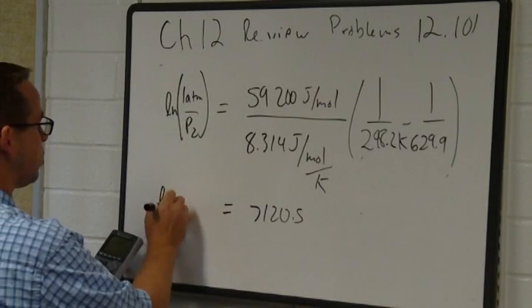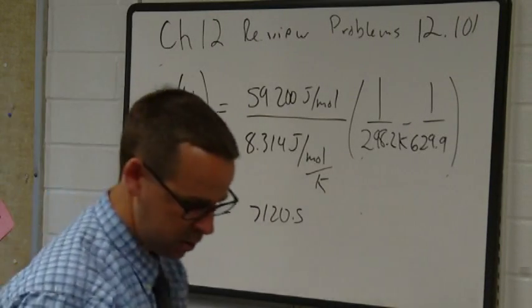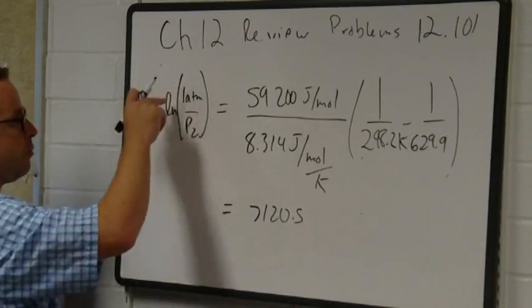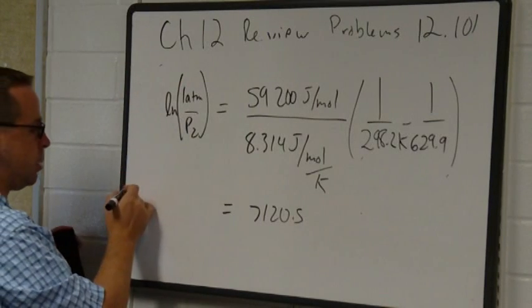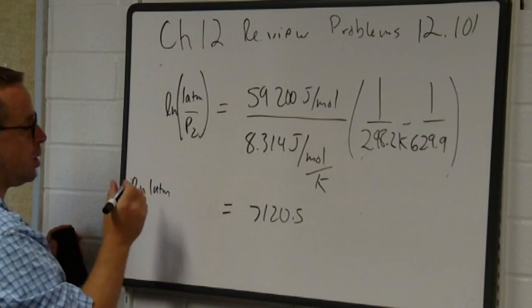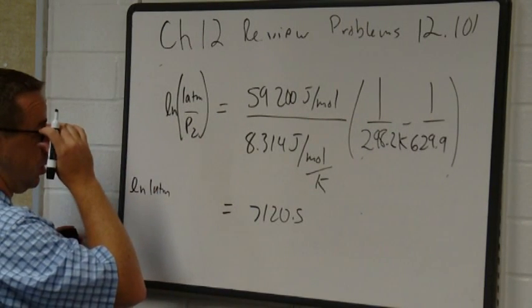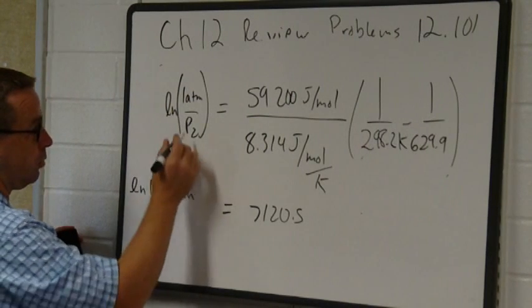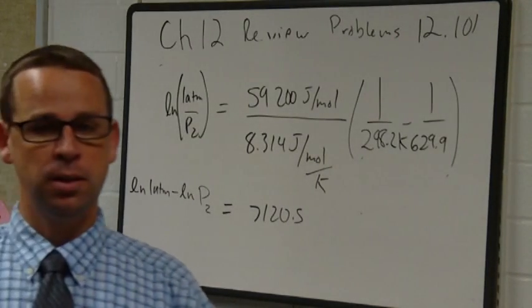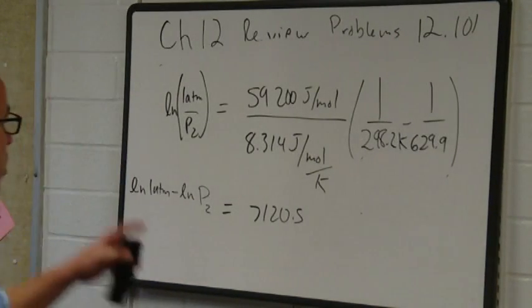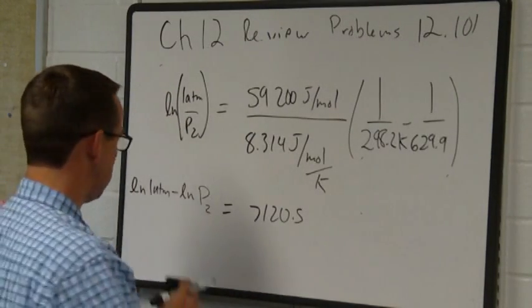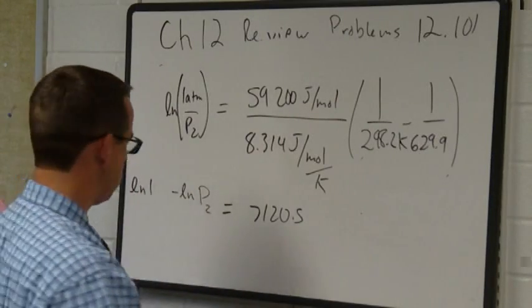So 7,120.5 equals the natural log of this entity here. But when I have a natural log divided by a natural log, that's the same as taking the natural log of 1 atm minus the natural log of our pressure there. So that is how we handle natural logs when we have a variable in that natural log, right? Now the natural log of 1. What's the natural log of 1? That's 0. And so that drops out.